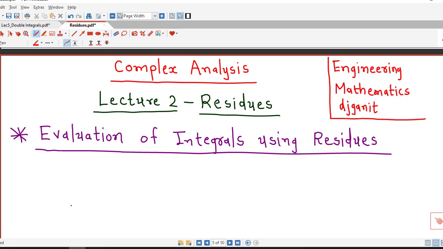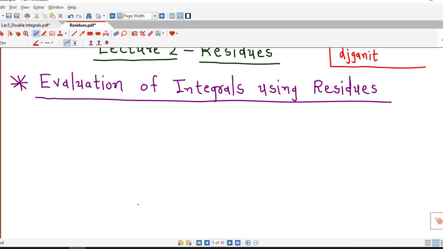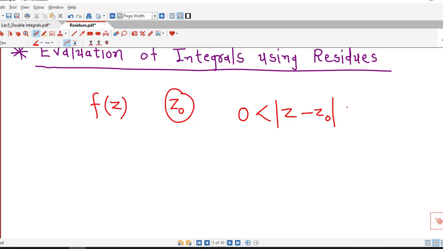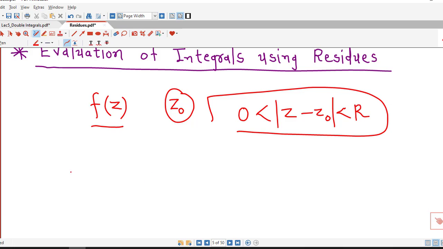So in the previous lecture we have discussed what a residue is and how we can use residues to evaluate certain types of integrals. As we discussed, if f of z has an isolated singularity at z equal to z0, then f of z is analytic in the deleted neighborhood of z0 given by 0 less than absolute value of z minus z0 less than r, so that we can represent f of z as a Laurent series in this deleted neighborhood.